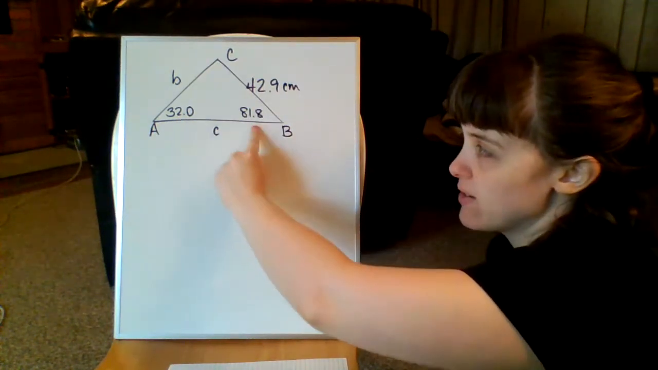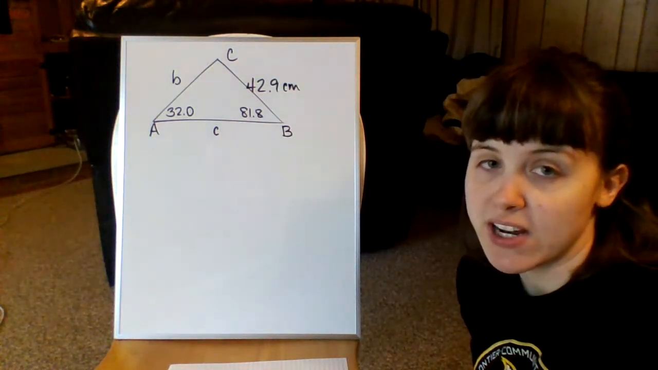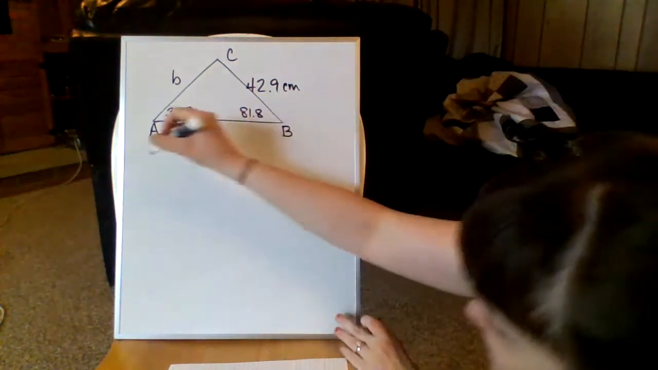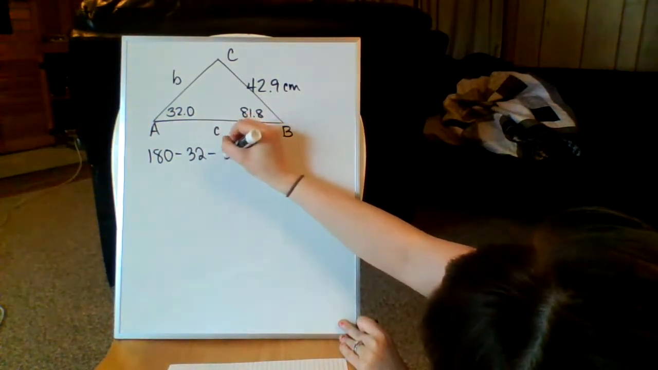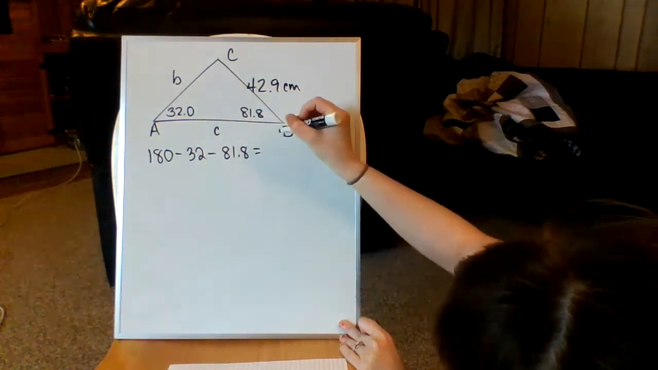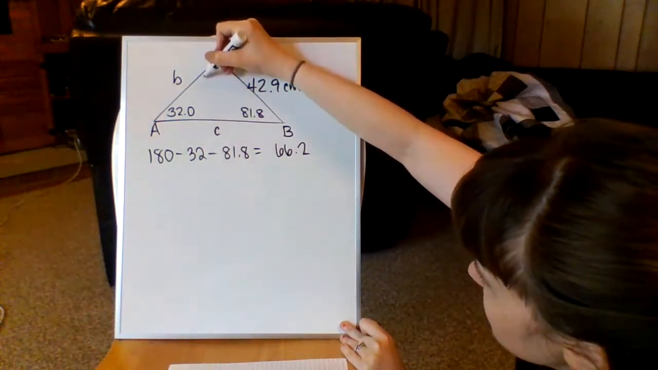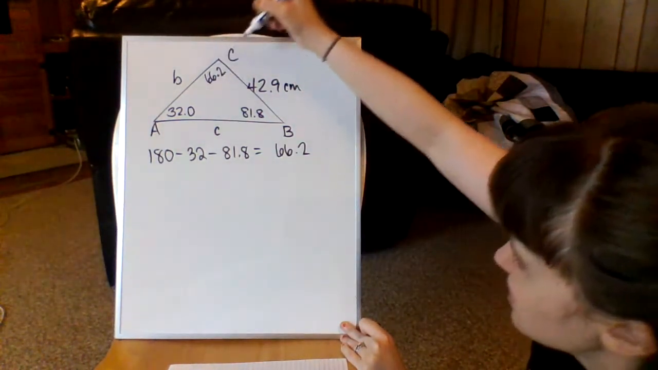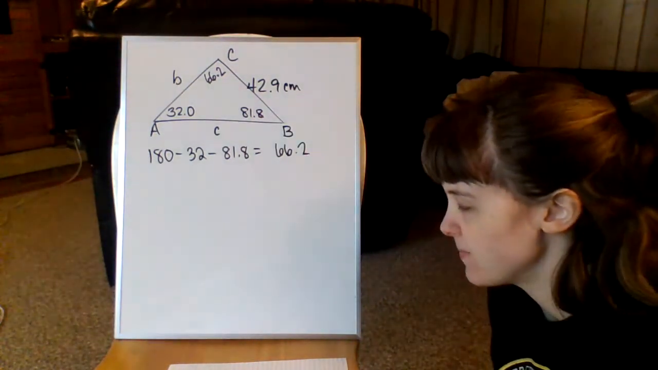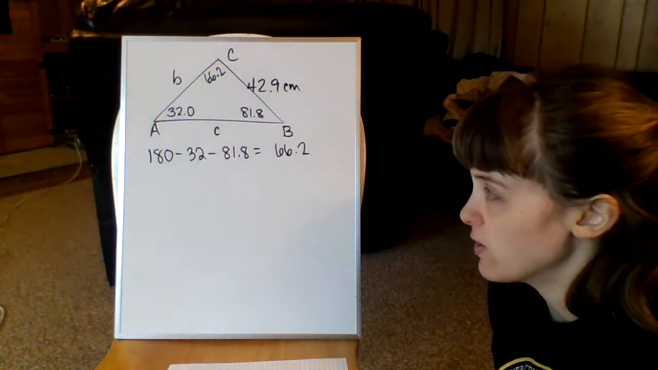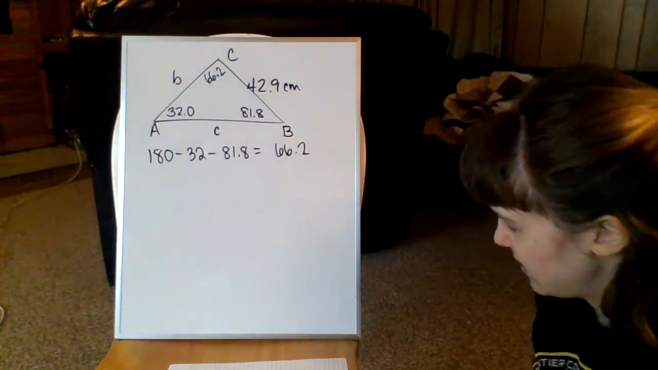So as you can see, we have 32 and 81.8 as the bottom two angles. So to find angle C, we just take 180 minus 32 minus 81.8, and that will give us 66.2. So this angle up here at the top is 66.2. Okay, so that was the first part. Now I'm going to erase what I just wrote about 180 minus each of those angles, just so I have some more space.